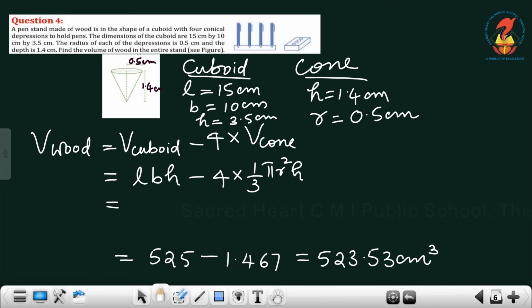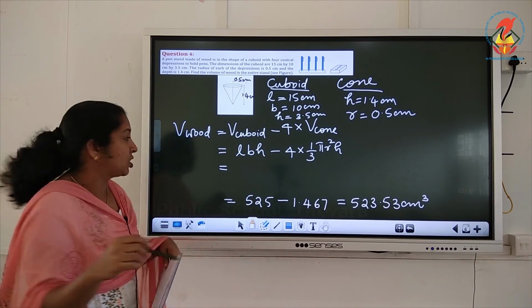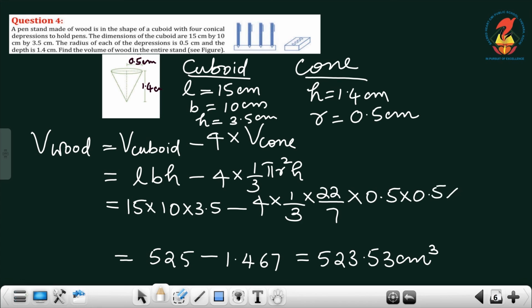So what is the formula to find the volume of the cuboid? LBH, and volume of the cone 1 by 3 pi r square h. So 15 into 10 into 3.5 minus 4 into 1 by 3 into 22 by 7 into 0.5 into 0.5 into 1.4, which is equal to 525 minus 1.467, which is equal to 523.53 centimeter cube.